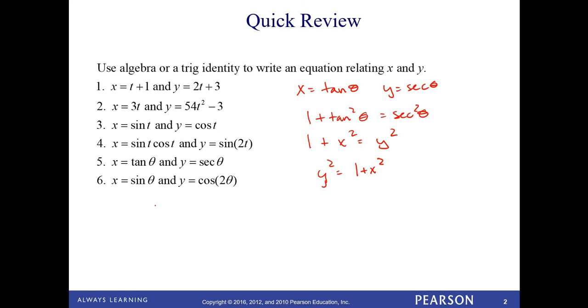All right, the last one, number 6, you're also going to need a trig identity from the book. So we're going to use the fact that cos of 2 theta is the same as cos squared theta minus sine squared theta. See what you can do. See if you can figure out how to change this to an xy. It takes a little bit of work. Come on back when you're ready.